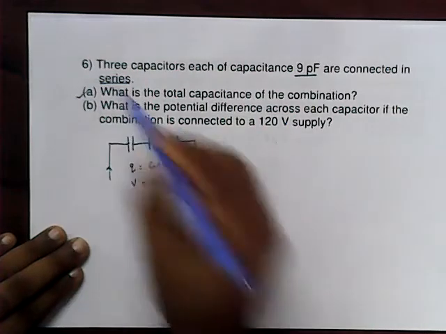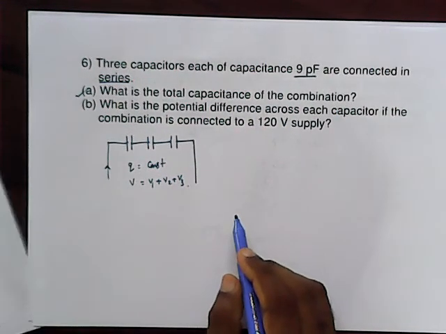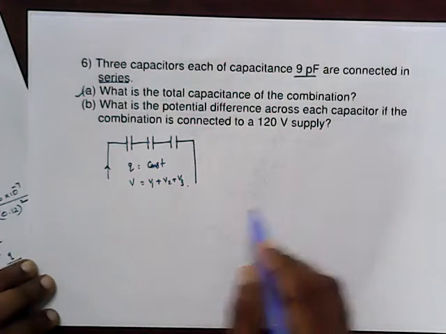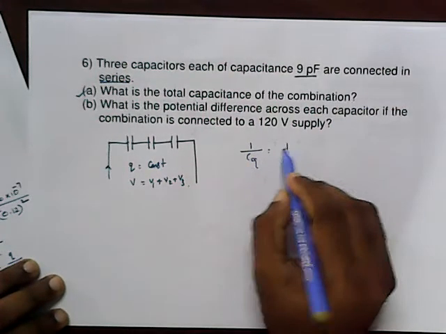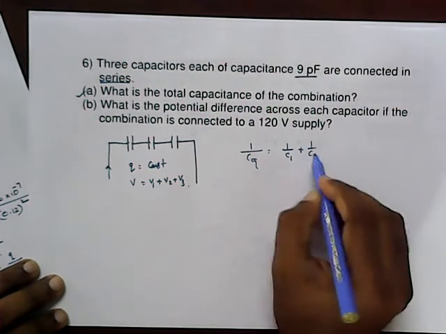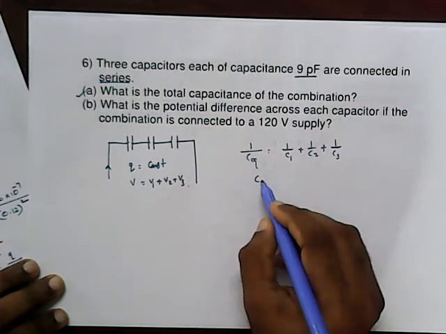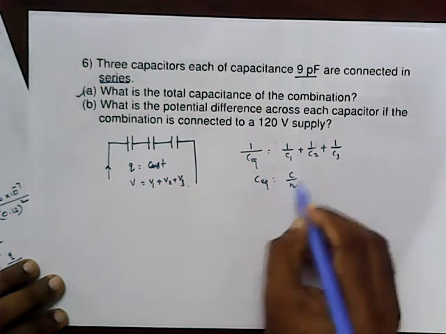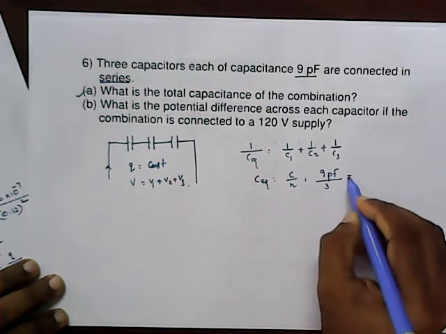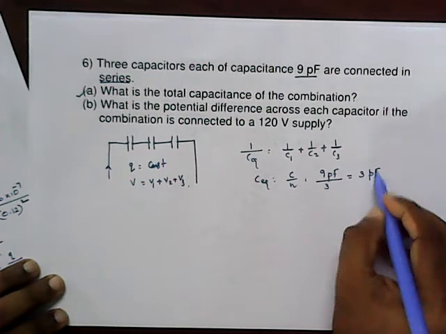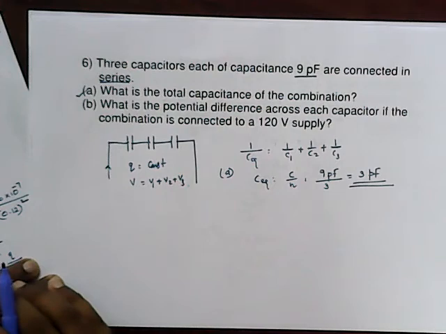So first we define the total capacitance of the combination. In series, you have to take 1 by C equivalent is equal to 1 by C1 plus 1 by C2 plus 1 by C3. But here all are equal, and hence C equivalent is C divided by N. So that is equal to 9 pF by 3. So you get the answer as 3 pF. So that is the answer for question 1.